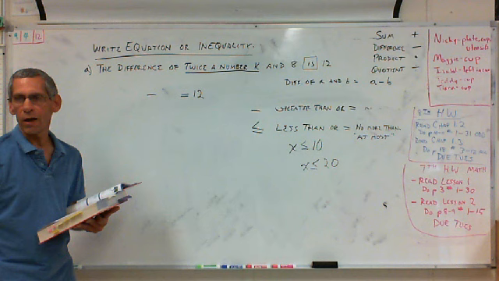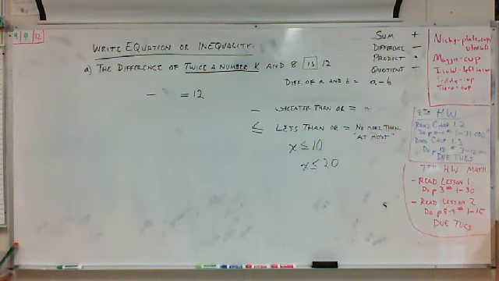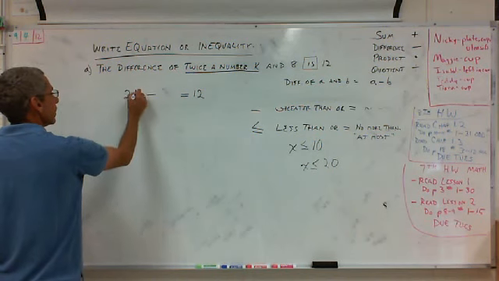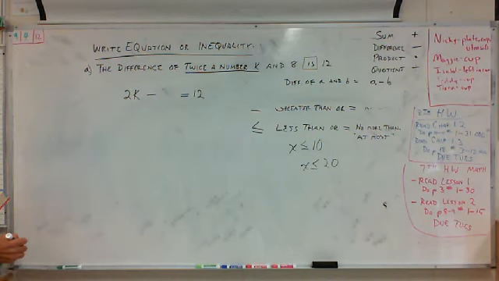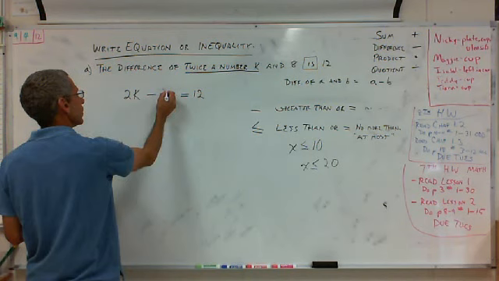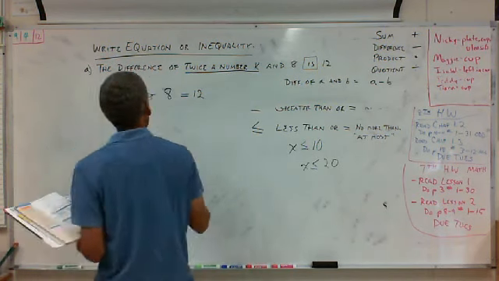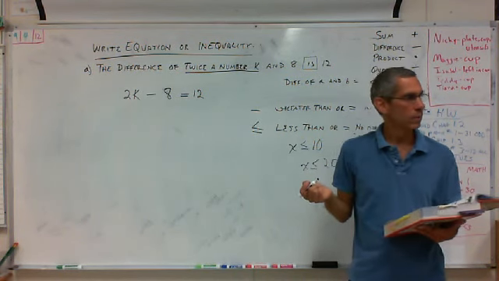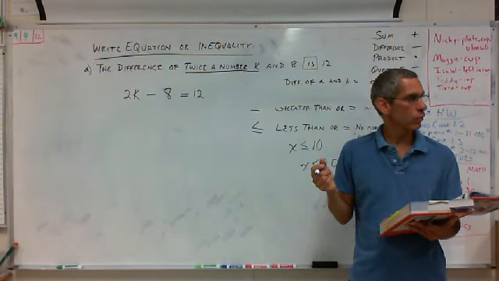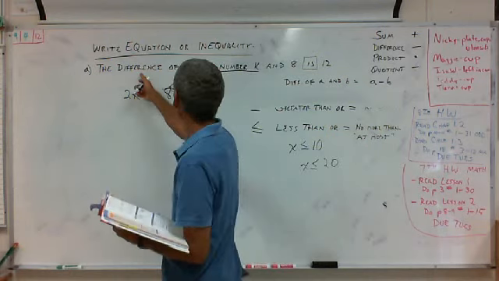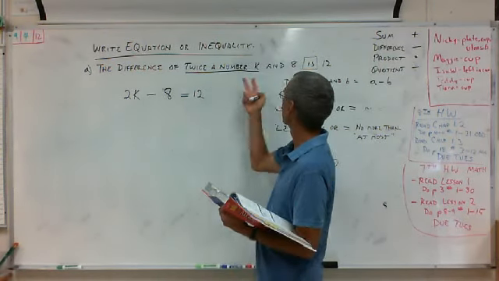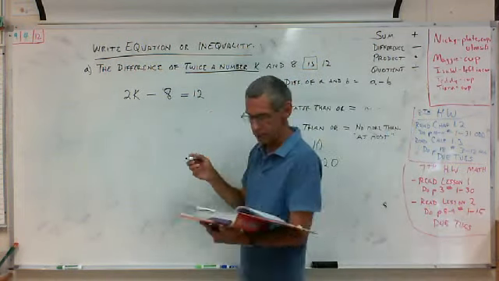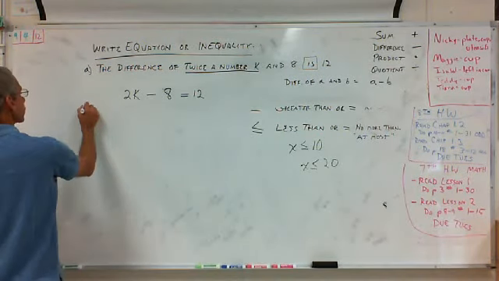Twice the number k. How would I write twice the number k? 2k. Fabulous. So 2k, that's twice the number k, and 8. So then 2k minus 8 is equal to 12. Pretty straightforward, right? You just have to follow those rules: if it's the difference, you put the first thing first, then the minus sign, then the second number, and then is equals, and then 12. So that was pretty easy. So let's try B.